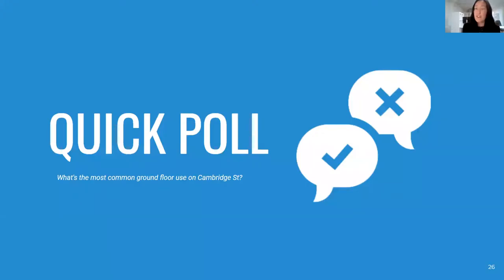And before I go into the last big user group, which is businesses, we're gonna do a quick poll to see what you think is the most common ground floor use on Cambridge Street, again, from Inman Square all the way to Lechmere. We did an inventory of every ground floor use. So we'll see how close you are.